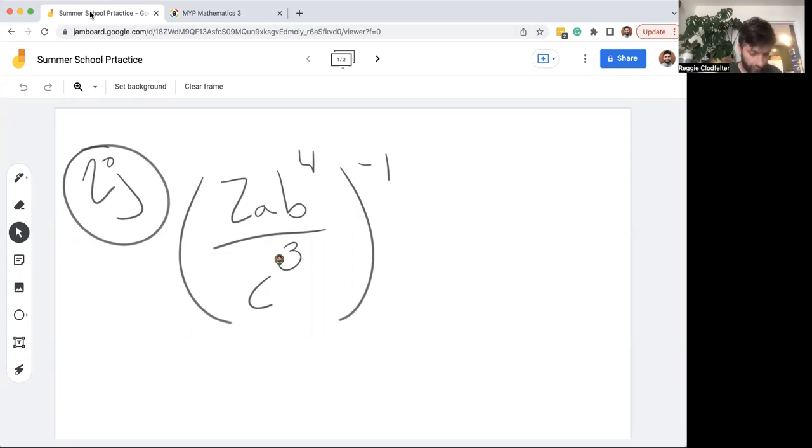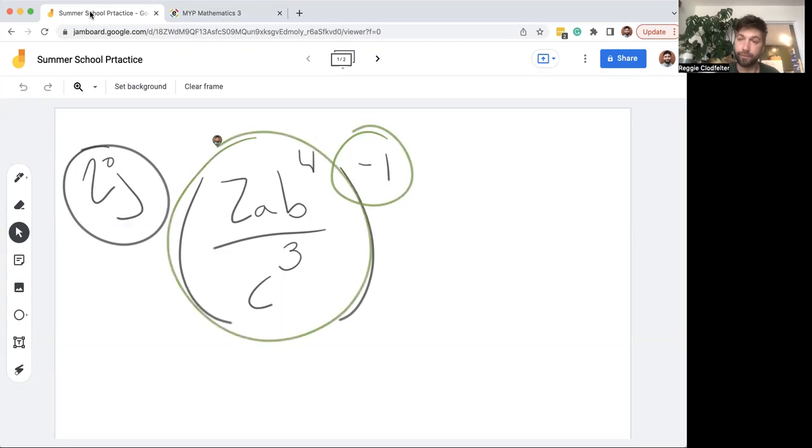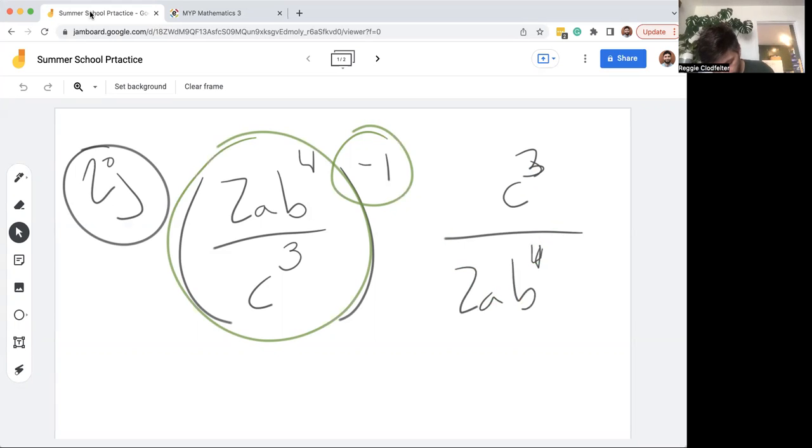Okay, so first we're going to look inside our parenthetical and see if there's any like product rule, quotient rule, anything we can apply here. And there's not, because it's just all different variables. A, B, C, and then just a 2 is a coefficient. So there's nothing for us to do in the parenthetical. Now I want us to look up here and see that we have a negative exponent and a rational base, a fraction there. So we're going to flip it. We're going to get C cubed over 2AB to the fourth. And now this thing would all be to the first power. It would be in parentheses to the first.